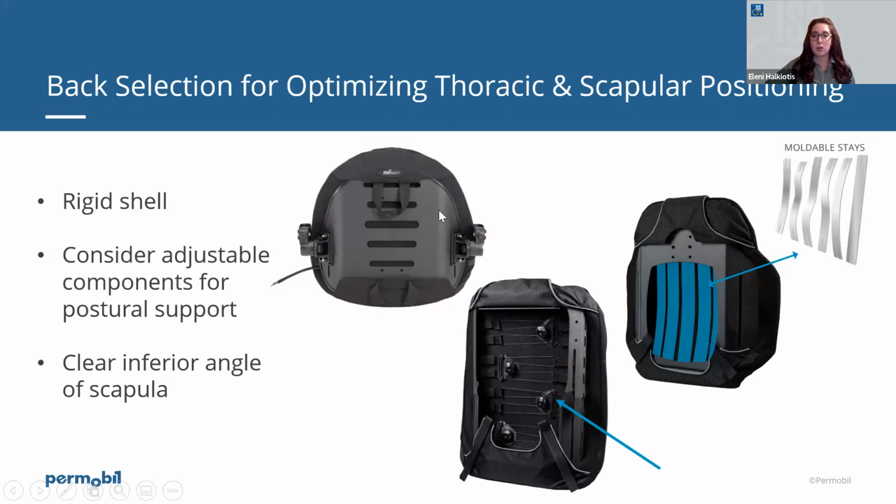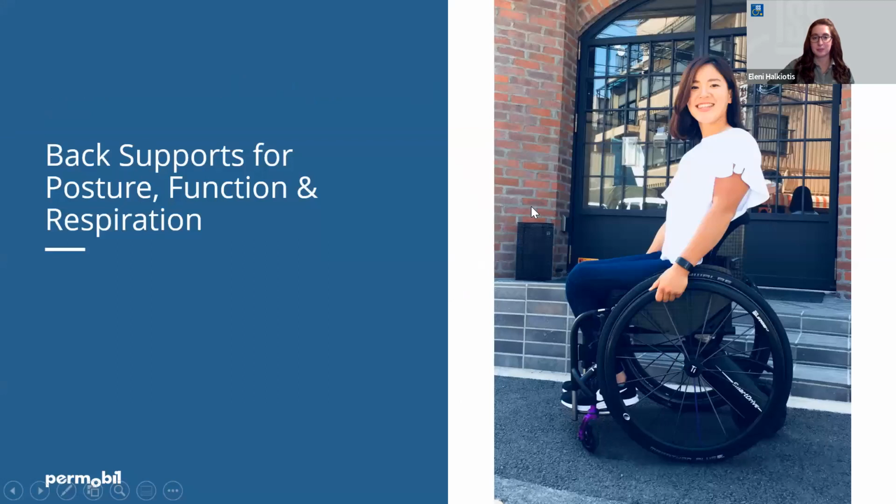Back supports can be ordered in different lengths, and some of them have contour to clear the scapulae, even if they are a little longer in length, and you can certainly order the length necessary for the support and propulsion needs of your client. And now we're going to have Brenlee talk about back supports for posture, function, and respiration.